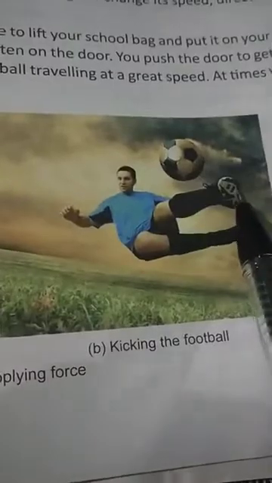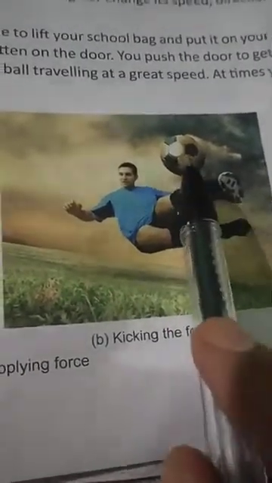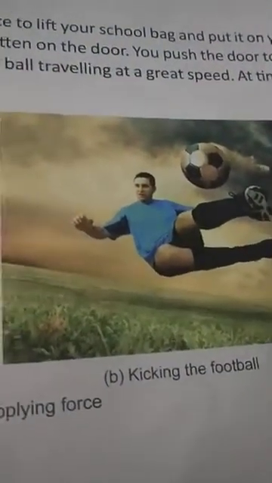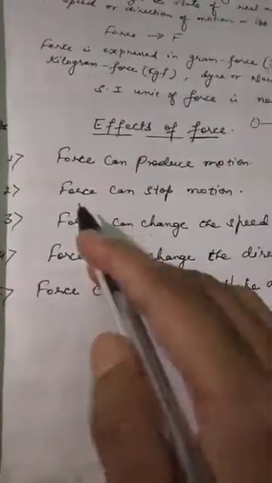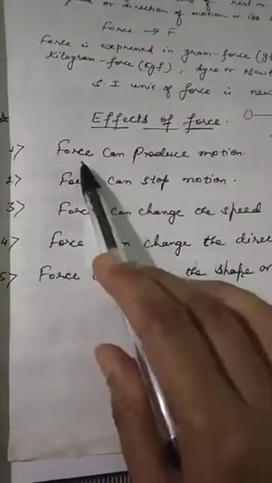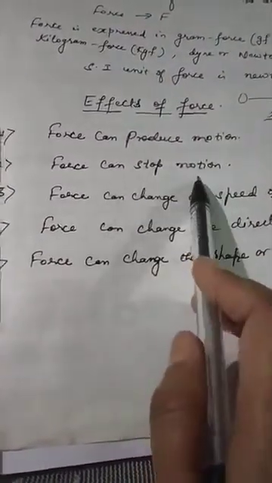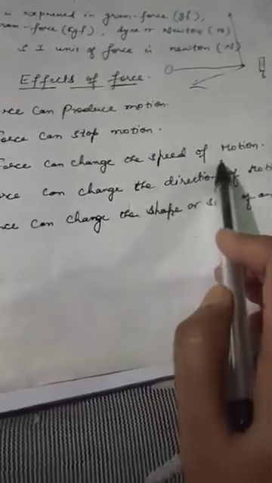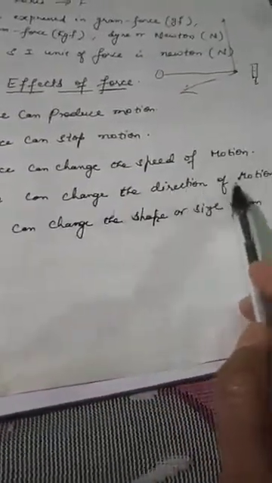Look at this picture. What is happening here? The ball is coming in this direction towards the football player. He is applying the force from this direction. Then this ball's direction will change to another direction, this direction. Okay? So we can say that if we apply the force, then it can change the direction of the motion also. So I hope you have understood these four points: force can produce motion, force can stop motion, force can change the speed of motion, and force can change the direction of motion also.